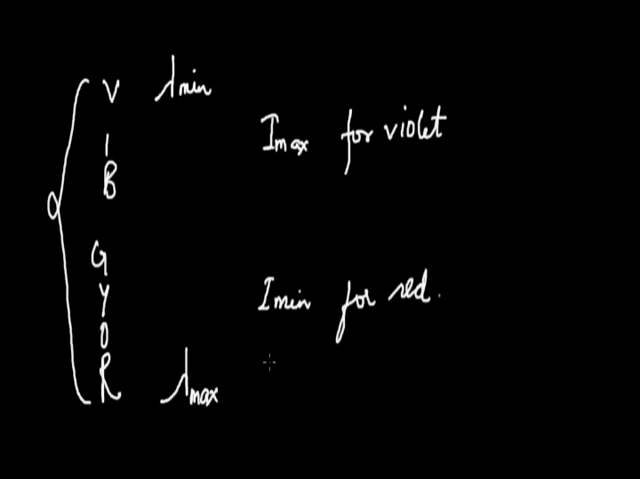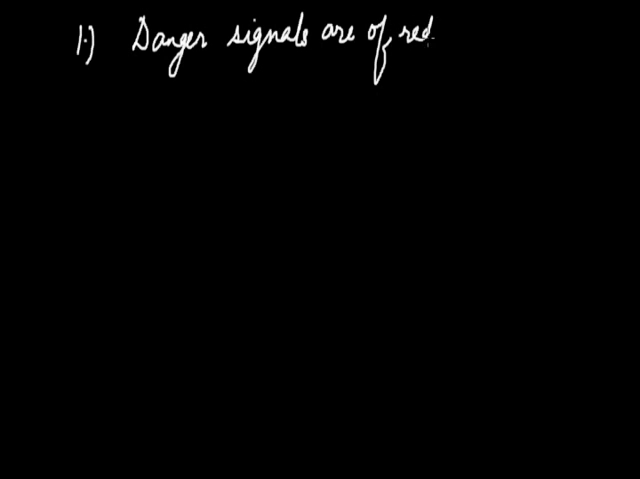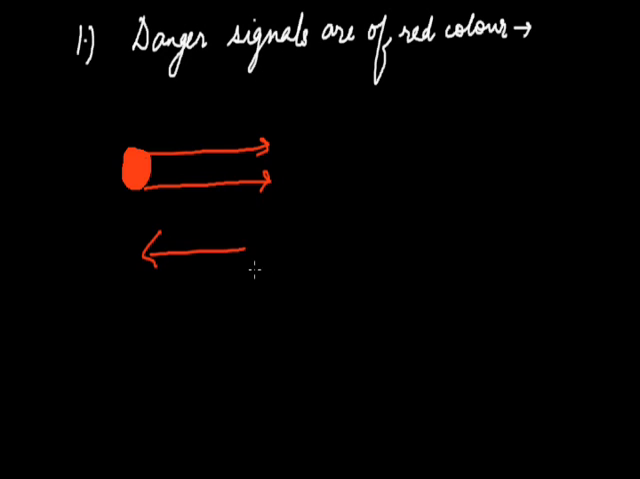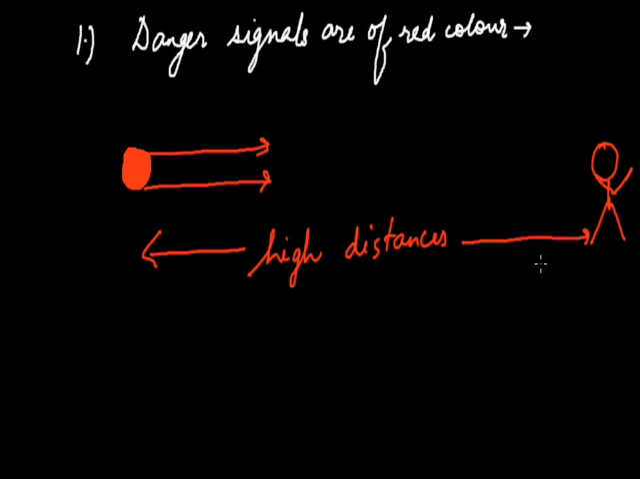So from here we can have a few very important conclusions and applications. First of all, we can talk about danger signals being taken to be red. It is so because when red light or a red cloth or any red object is taken, its scattering does not take place that prominently and it can be observed at high distances. So a person can observe the danger signal from a huge distance, and that's why it is an important application of scattering of light. I think it is clear.